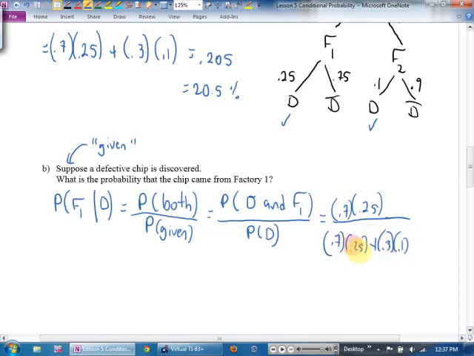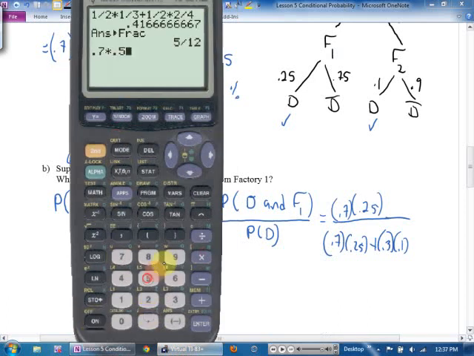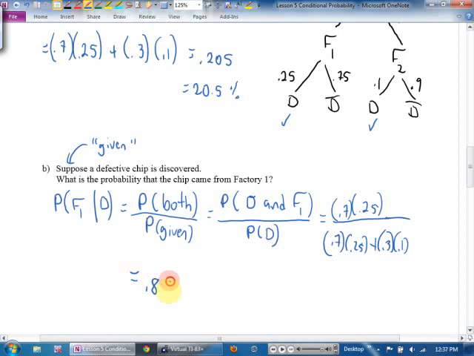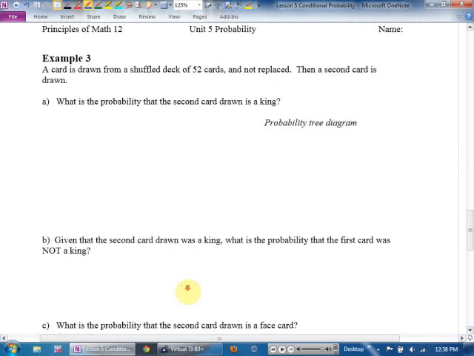So the answer is going to be 0.7 times 0.25, divided by 0.205. What are the odds that it came from factory 1? 85.4%, 0.854. Turn the page. A few more. And then maybe I'll save your life.